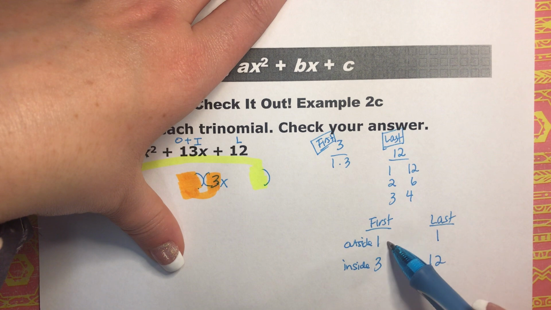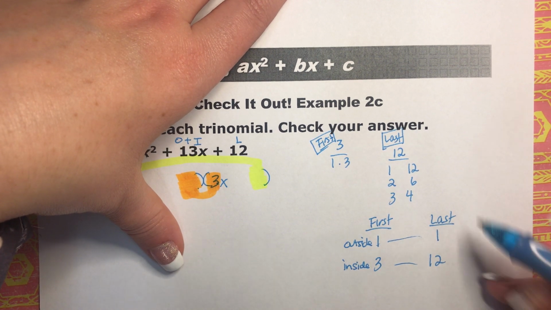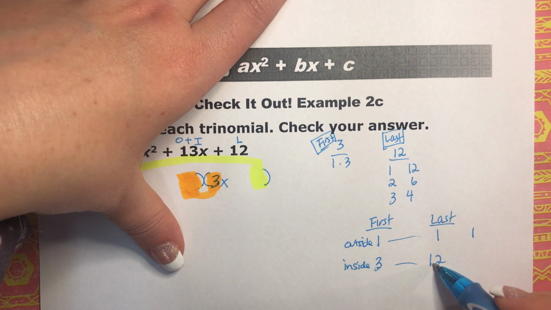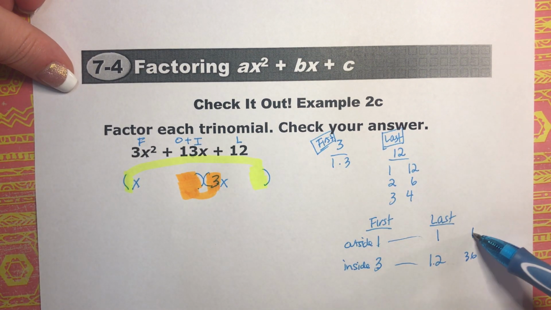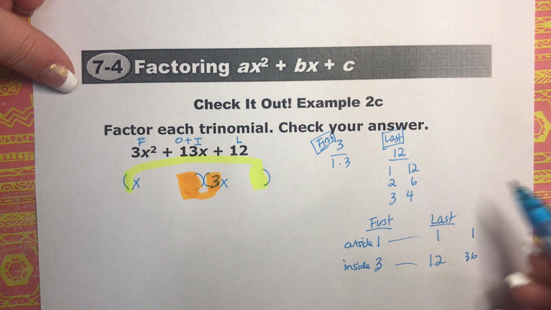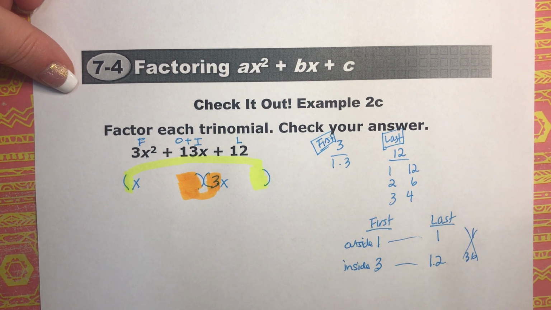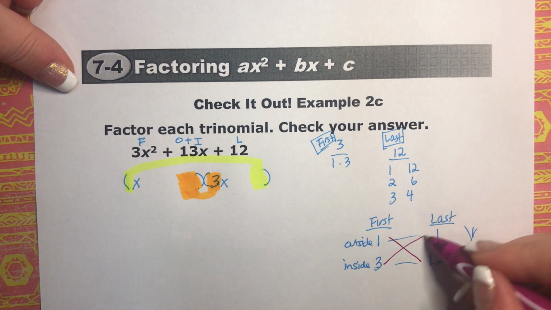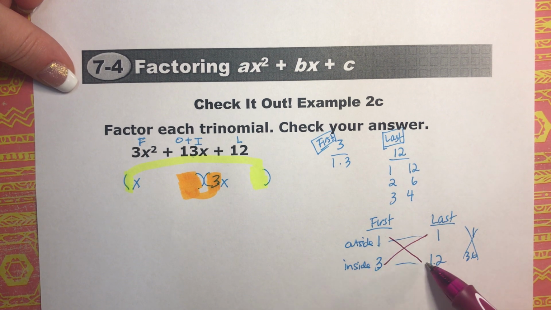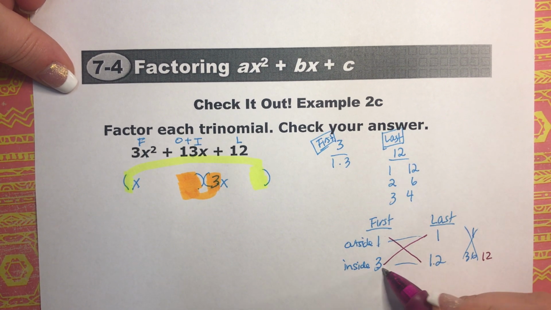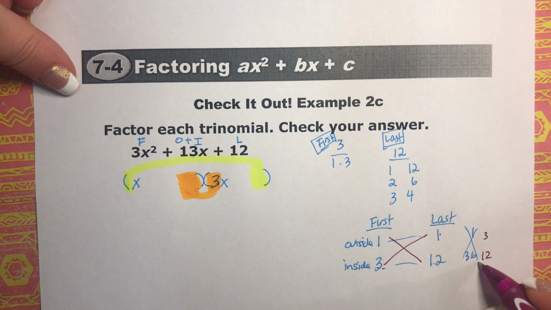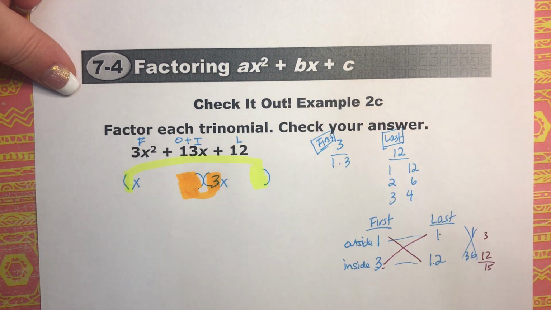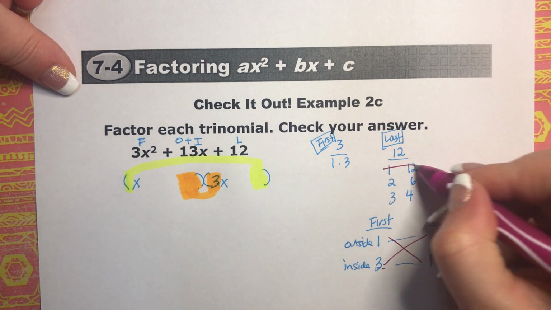Okay, so we'll go straight across first. 1 times 1 would give us 1. 3 times 12 would give us 36, and that's obviously over 13. 1 plus 36 is 37, so that would never work. So then we can change it up and go the other way. 1 times 12 would give us 12, and 3 times 1 would give us 3, and 3 plus 12 is 15. So that is over. So basically 1 and 12 isn't going to work.